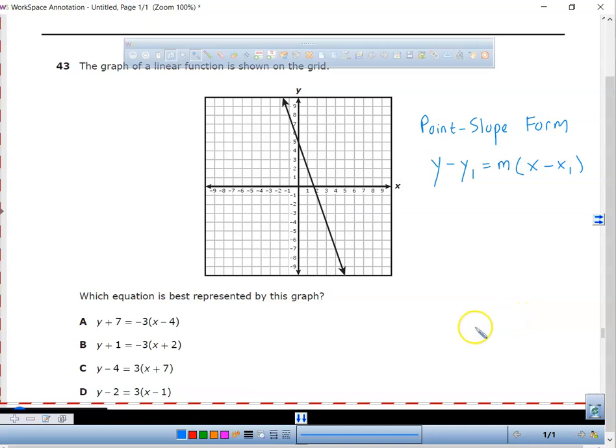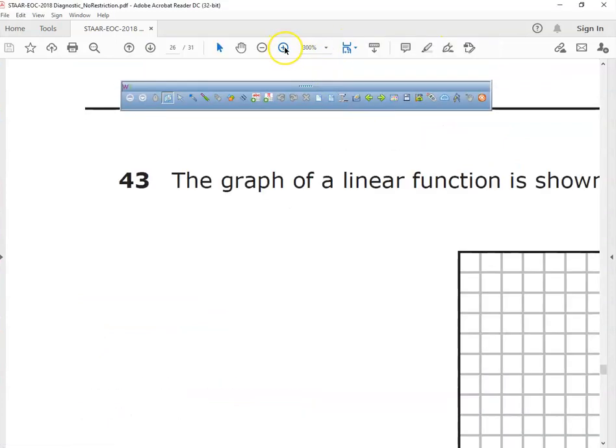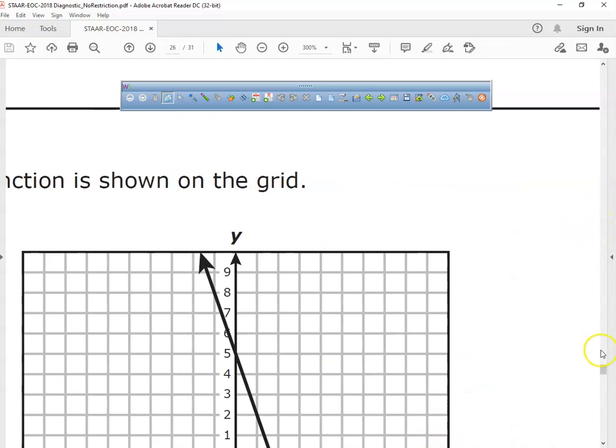All right. Now, in order for this to work, we're going to zoom in. Make sure you write that down. We're going to zoom in and find a slope first of all. All right. So we're going to find a slope. So I'm going to go ahead and zoom in. Take a look at this.